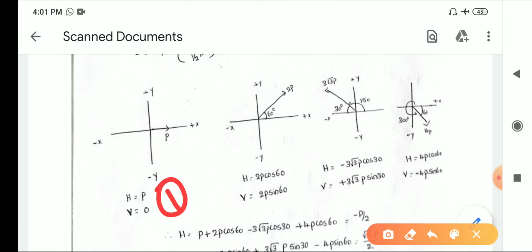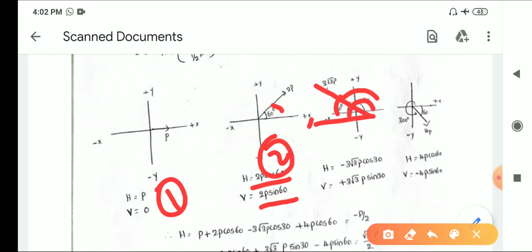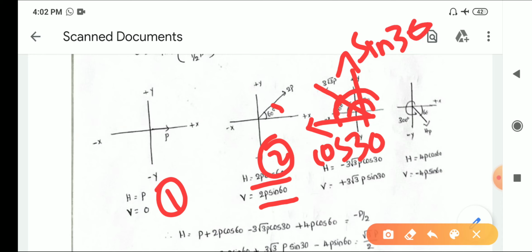Next coming to 2P. Angle is 60. So 2P cos 60, 2P sin 60. Coming to third force. It is 3 root 3P. Angle made by it is 150. Right? Here you can take whether it is cos 150 or otherwise, as it is total angle 180. 180 minus 150, how much it will be? 30. I am taking this force along this direction. As it is 30, it becomes cos 30 and this becomes sin 30.